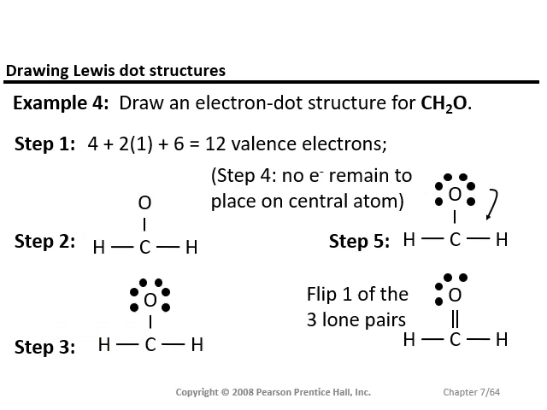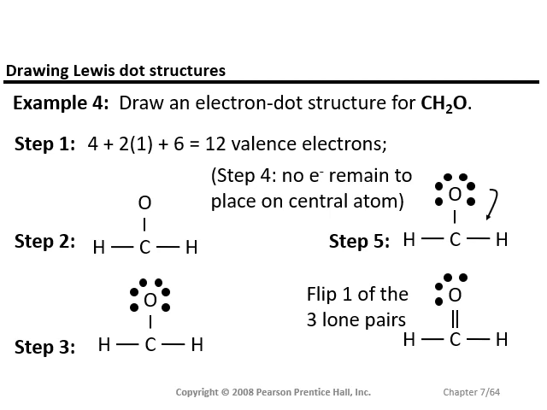Next, CH2O. Carbon is 4, H is 1, O is 6. So 4 plus 2 plus 6 is 12, 12 valence electrons. In this case, the C will be in the middle. O is almost never in the middle except if it's water. So put the C in the middle. Draw the H's and the O around it and draw a line between them. And that will use 2, 4, 6 electrons of the 12. So there are going to be 6 left over. So you can't put any of them on the H's, but you can put all 6 of them on the O. So do that in step 3, put the 6 electrons on the O.